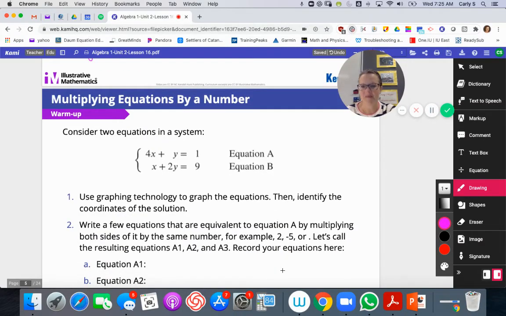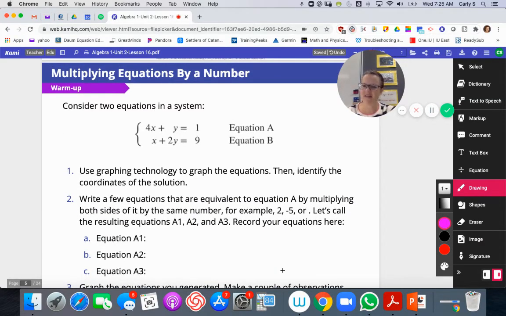Now into our warm-up. This you have. All right, so use graphing technology to graph the equations. Then identify the coordinates of the solutions.